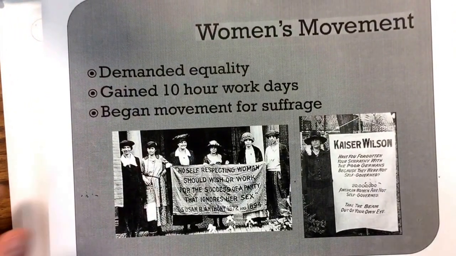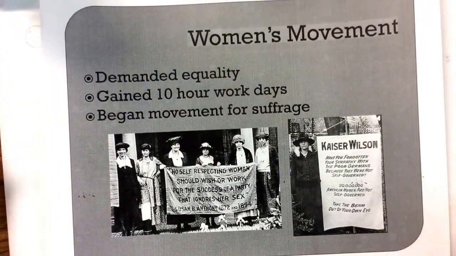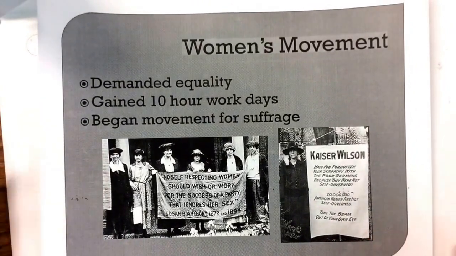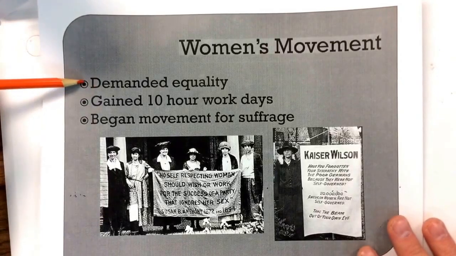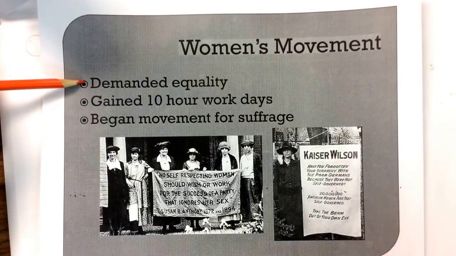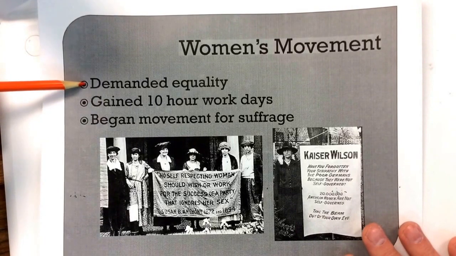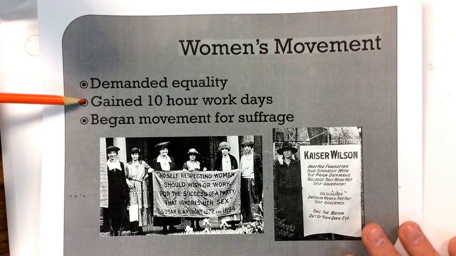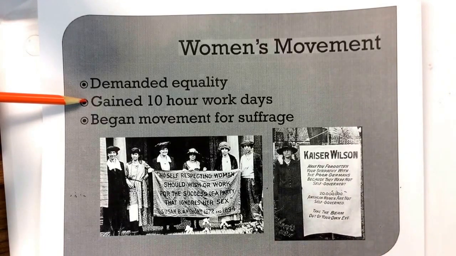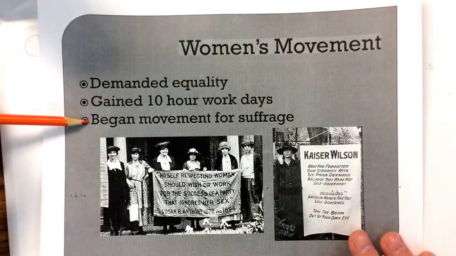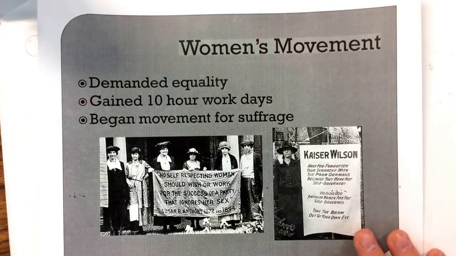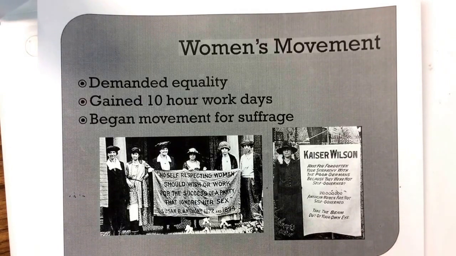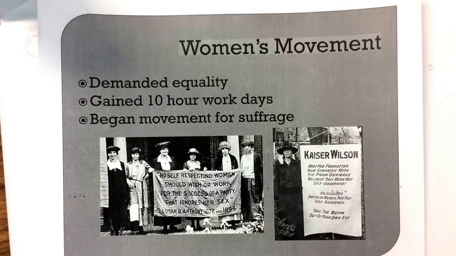And then finally, we have the women's movement. This is to get more and more women the right to do just about everything. They demanded equality. And we're seeing a lot of this still going on today, especially about equality in pay. They were able to get their work days down from 16, 18 hours down to 10 hours, which is a huge thing. And then it began the movement for suffrage. This is going to be the right to vote. So we're going to see a lot of people try to get that right to vote. So make sure you have all these movements down and be ready for further instructions.